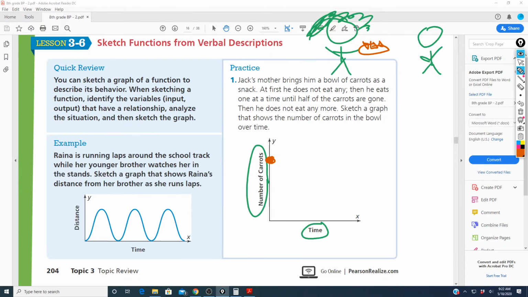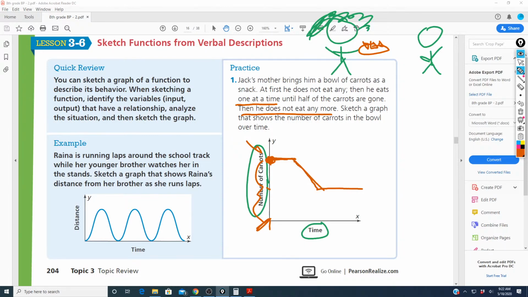So you're starting at some kind of a starting point. At first, over time, he doesn't eat anything. It sits somewhere. It doesn't change. Then he eats one at a time until half of the carrots are gone. I have this distance between what would be 0 and what he has right here. Halfway would be right about there, right? So he eats one at a time, and the number of carrots goes down until half are gone. Then he does not eat anymore.